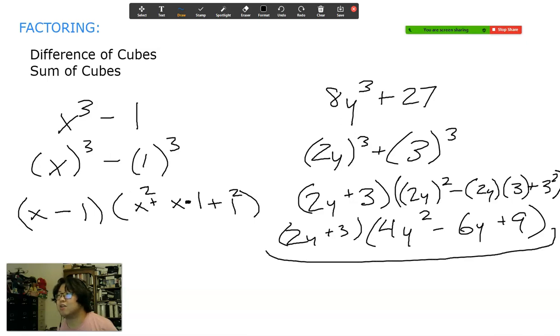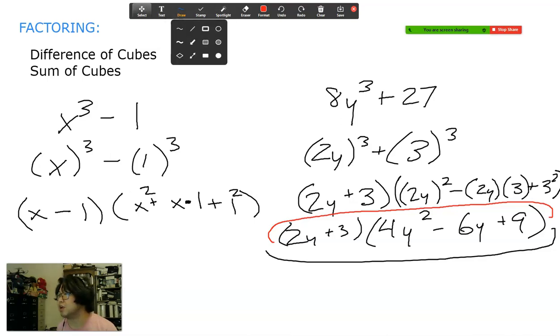Okay. There is nothing else you need to do for this kind of factorization, even though it looks like it can still be factored. This thing on the right is a trinomial, so you might want to try something like an AC box or tree on it. But the fact of the matter is, in difference and sum of cubes, those things just don't factor anymore. They're completely factored. Okay, so hopefully you've seen those.